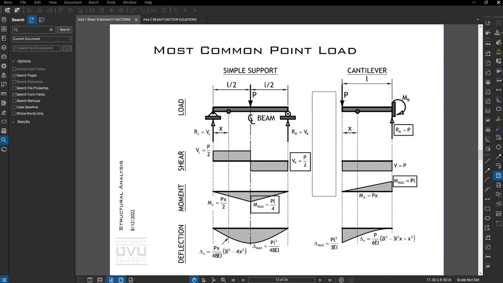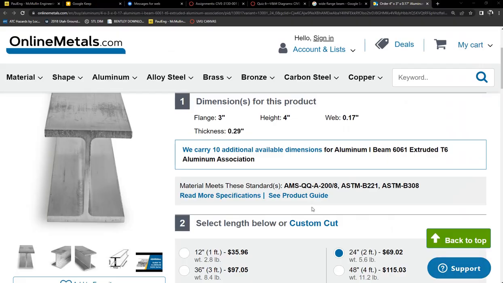So I quickly pulled up a hunk of aluminum wide flange. This would be the web. So the shear would be used to design this portion. Moment would be to design how big the flanges are.